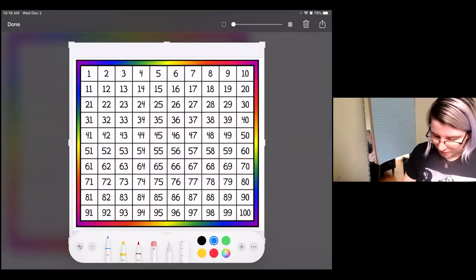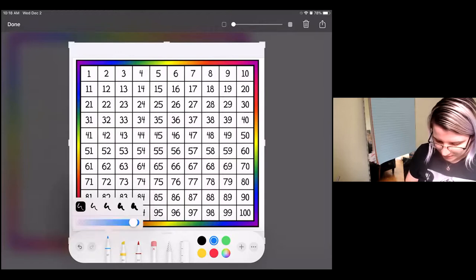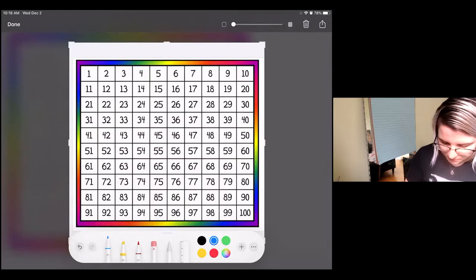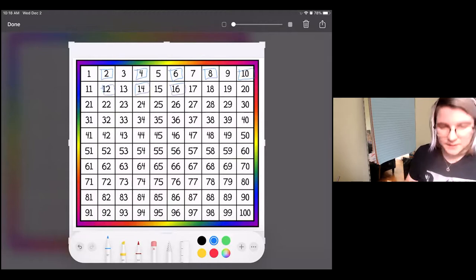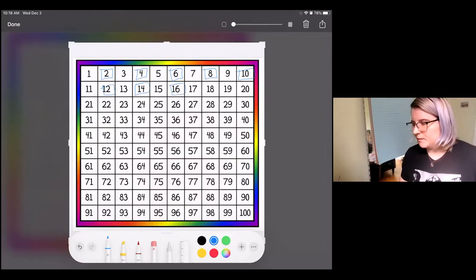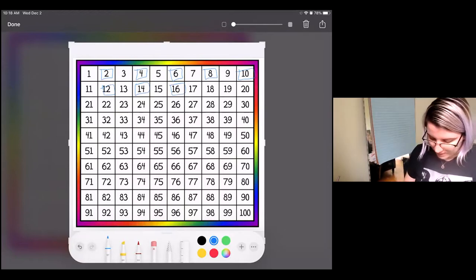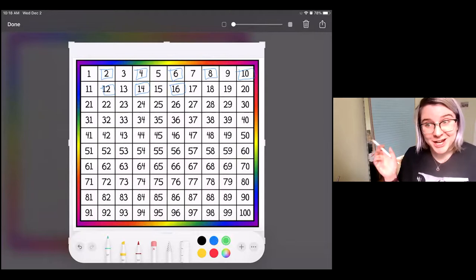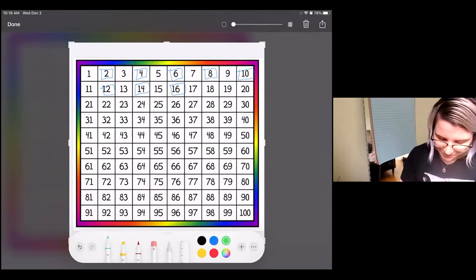So the first thing I want you to do, again, just like yesterday, is put a square around all the multiples of 2. 2, 4, 6, 8, 10, 12, 14, 16, so on and so on. And then I want you to draw a circle. It might even help to change color. I know you can do that on Dojo.